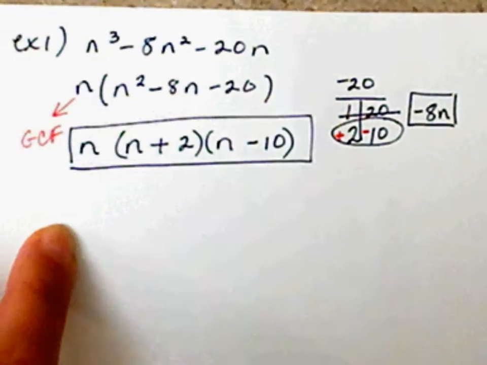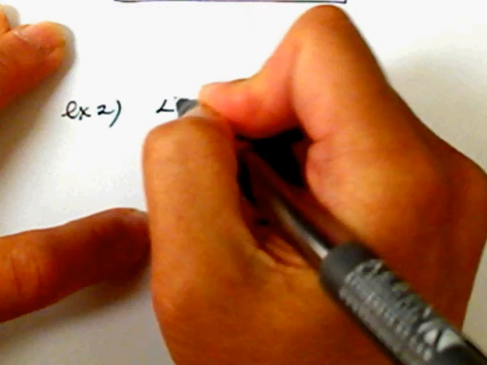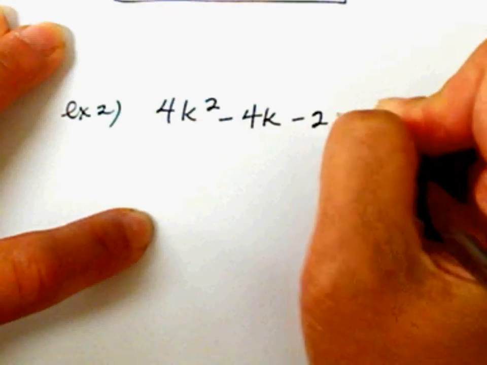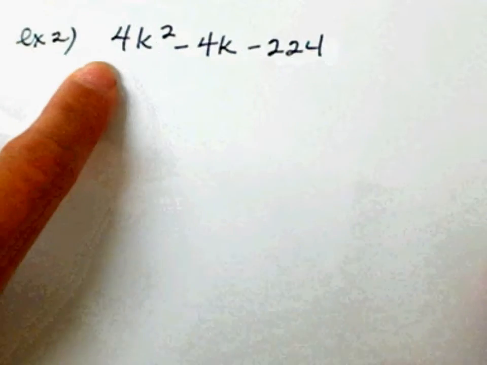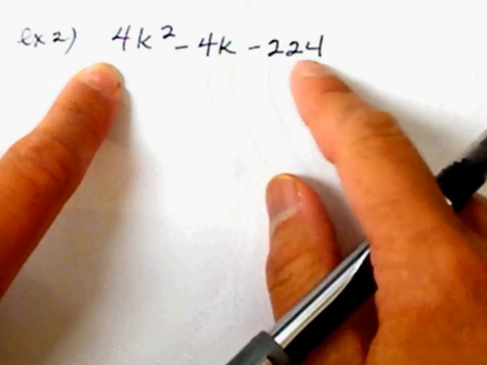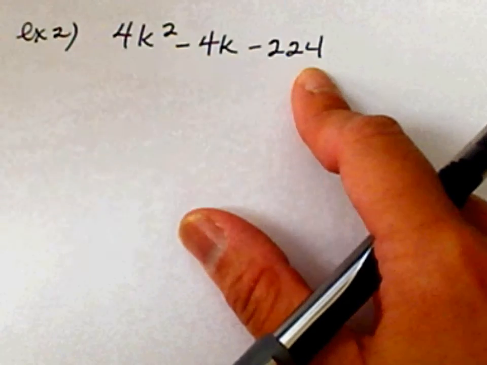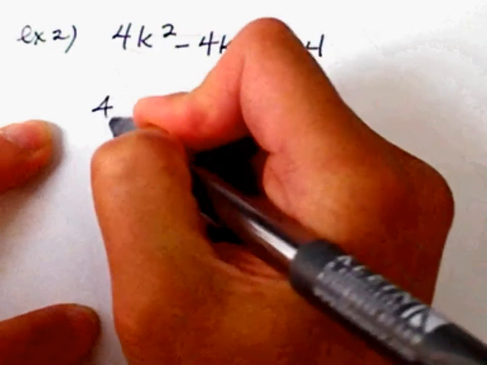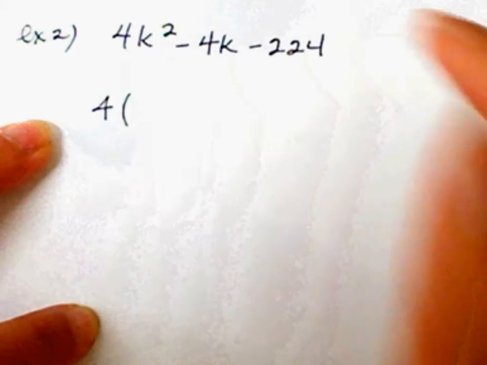In example 2, the question is 4k squared minus 4k minus 224. Okay? You have three terms as well here. 1, 2, 3. Find your greatest common factor first. What do these three guys have in common? They have a 4, so I'm going to factor out my 4. That means you're dividing each of these terms by 4.